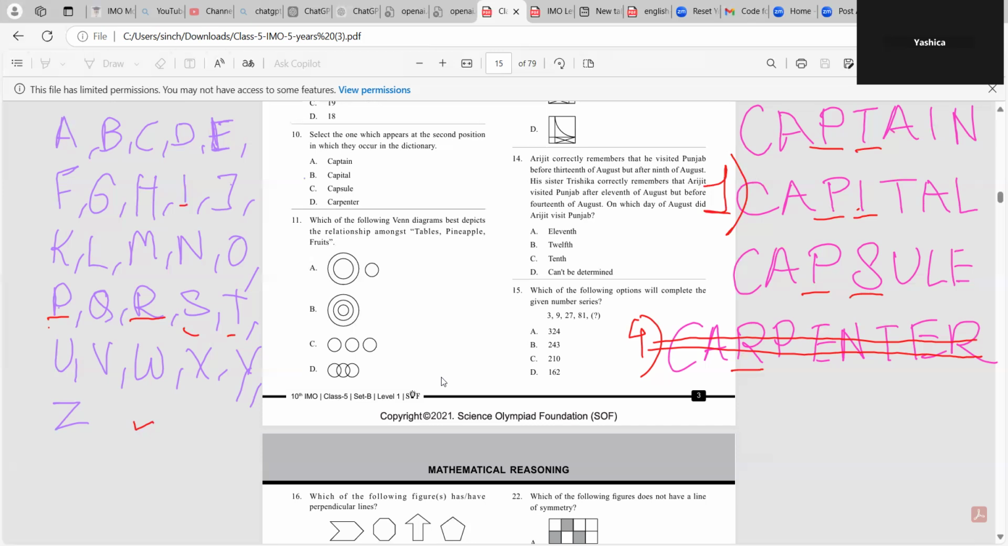Now we have to find out the second word, as written in the second position. Now there is T and S. Here S comes before T. So capsule will be at second place and captain will be at third place. We only need the second position. So capsule is the correct answer.